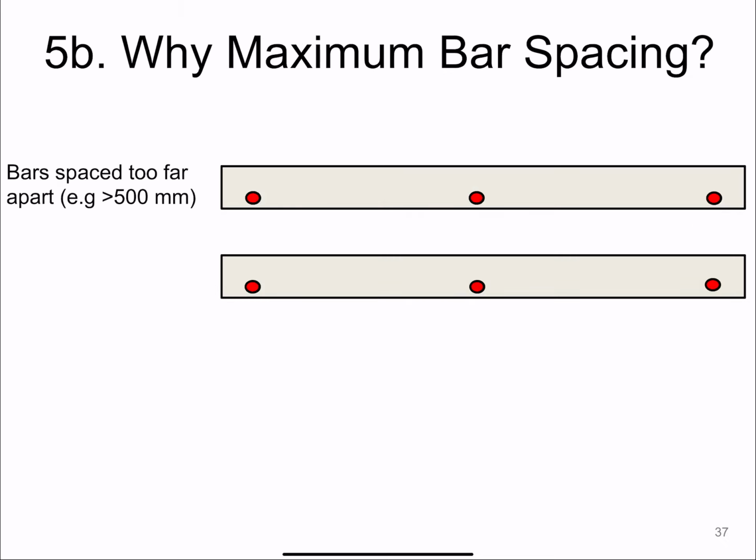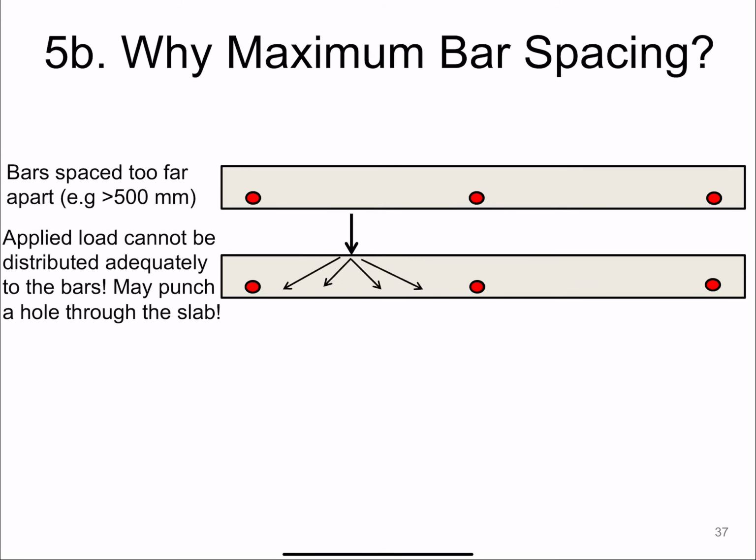And this is just protecting you from situations in which you have loads that surprise you between bars. You don't want that. You may punch a hole through the slab. So you want these bars to be close enough. So these are some of the detailing requirements in the code: how to choose a steel, how to place it.